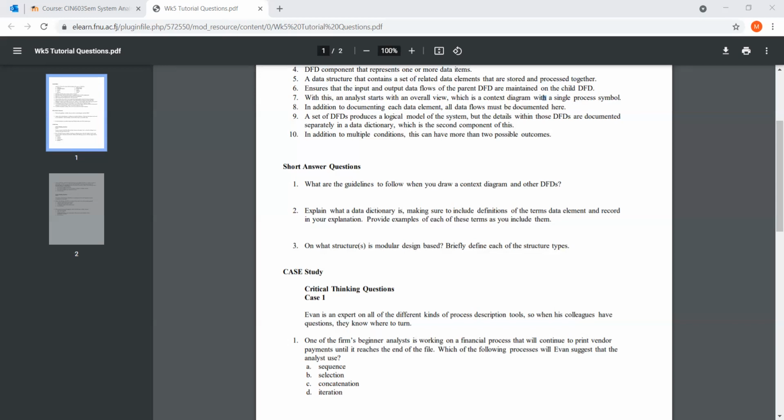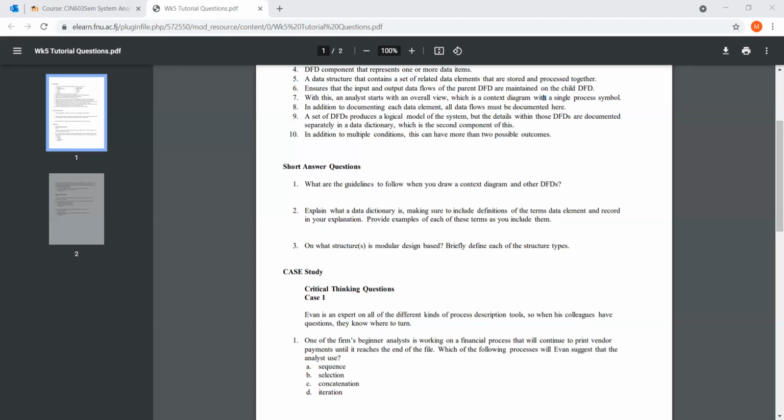Provide unique names and reference number for each process.